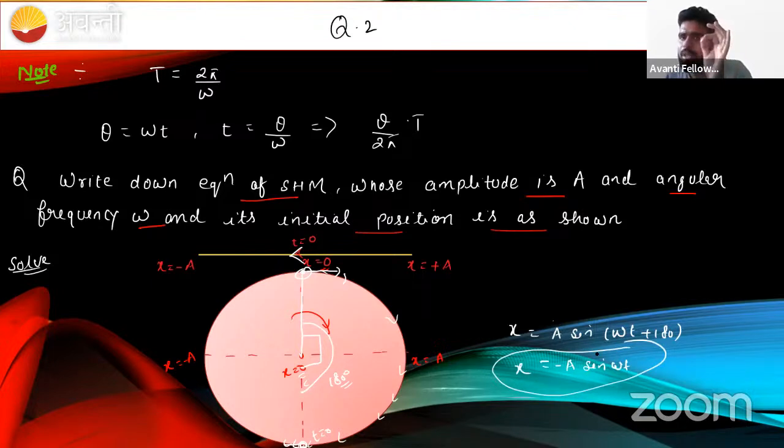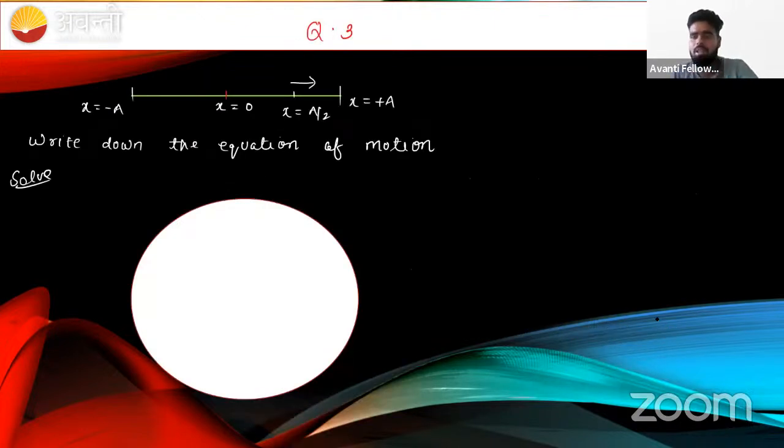At the same time, if the direction of the particle is shown in the rightward direction, then which point do we have to choose? The uppermost point. And for the uppermost point, what is the initial phase angle from this line? This is our reference line, so we can say this angle is 0, so phi is 0. In that case, the answer is A sine omega t. I hope this is clear.